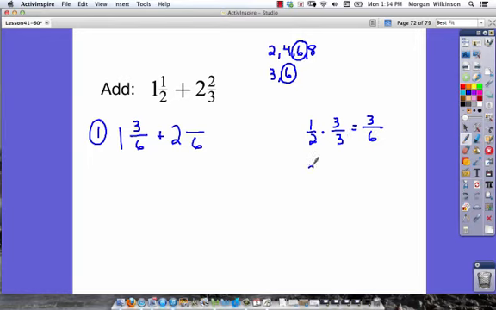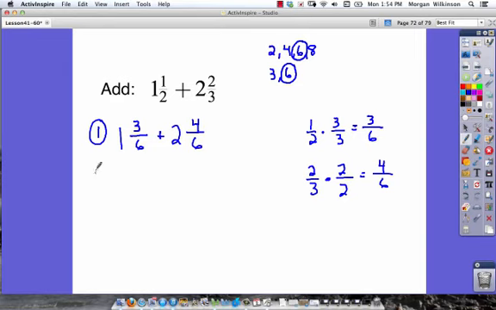Now, 2/3. 2/3 times some fraction equal to 1 is equal to something out of 6. Because remember, we want it out of 6 now. 3 times 2 is 6. So our fraction equivalent to 1 is 2 over 2. 2 times 2 is 4. So we get 4/6. We're all done with step 1.